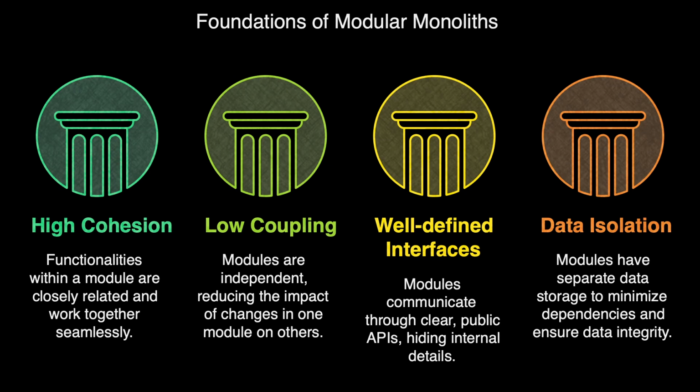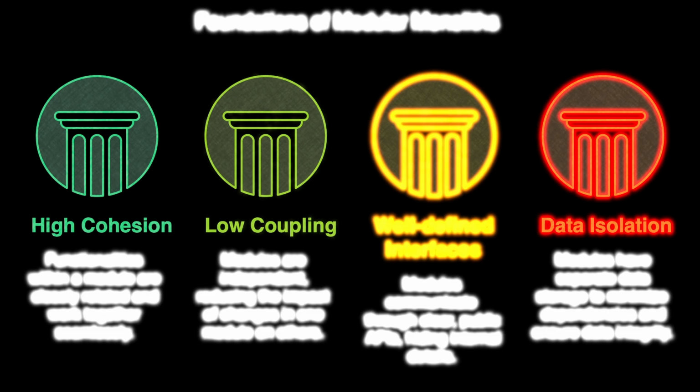Data isolation. Ideally, each module should have its own data storage, or at least separate database schemas, to further reduce coupling and achieve data isolation. Avoid transactions that span across multiple module databases if possible.